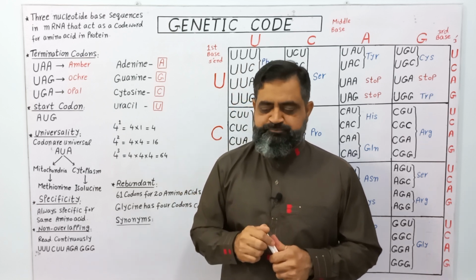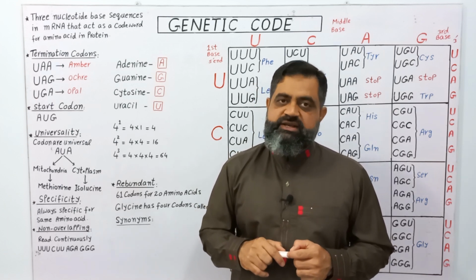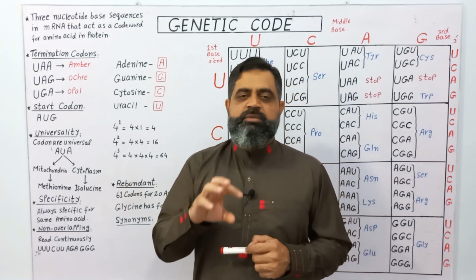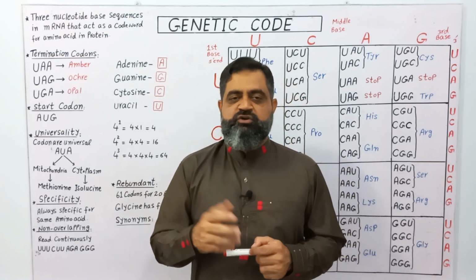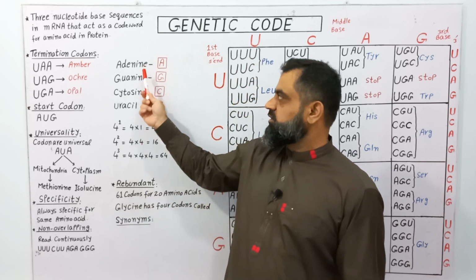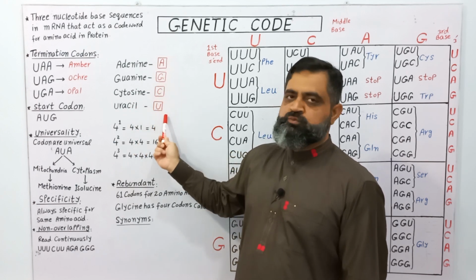type of protein. So as you know, there are 4 types of nucleotides in DNA: adenine, guanine, cytosine and thymine, and their complementary base pairs are present. 4 types of bases are present on RNA, which are adenine, guanine, cytosine and uracil: A, G, C, U.